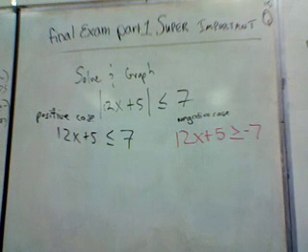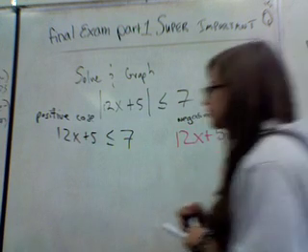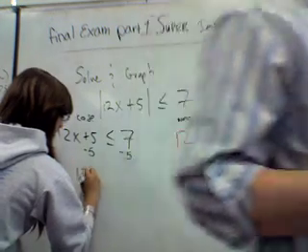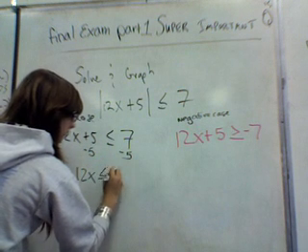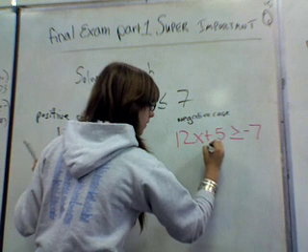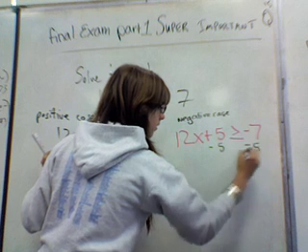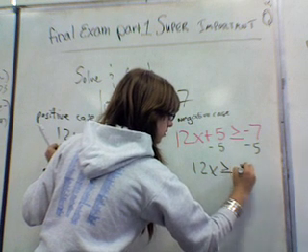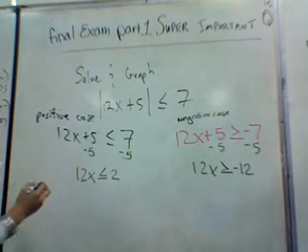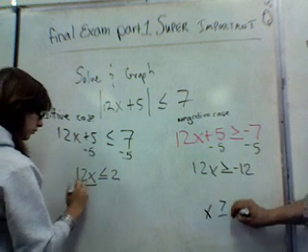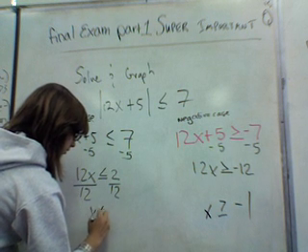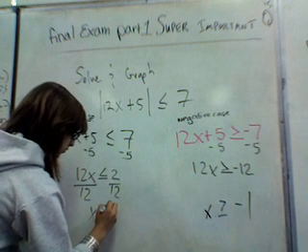All right? So go ahead and solve those now. You subtract 5 on both sides. You get 12x is less than or equal to 2. And then x is less than or equal to 1 over 6, I believe. Everybody try that. Work it out. You subtract 5 on both sides. You get 12x is greater than or equal to negative 12. You're going to get x is greater than or equal to negative 1. And over here, 12x less than or equal to 2, you're going to get x is less than or equal to 1 over 6.